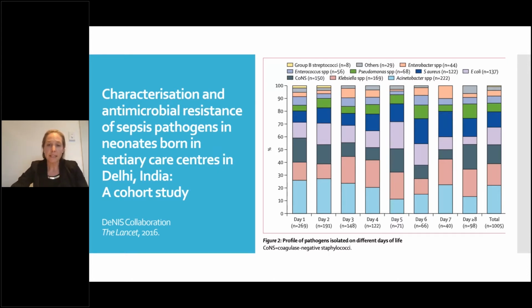This was another fantastic study that came out the same year that looked at 3 tertiary neonatal units in India that was published by the Dennis collaboration. And the important thing that this study showed us was that across tertiary neonatal units with a very large number of babies being born, we can see that the organisms that are causing sepsis in the first 8 days of life really aren't changing very much.